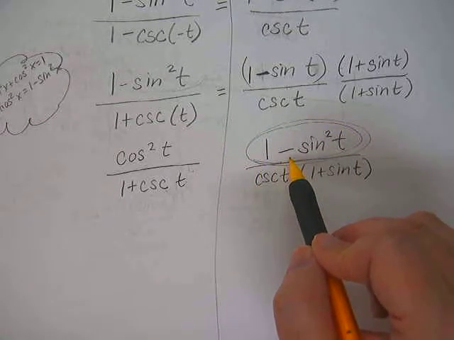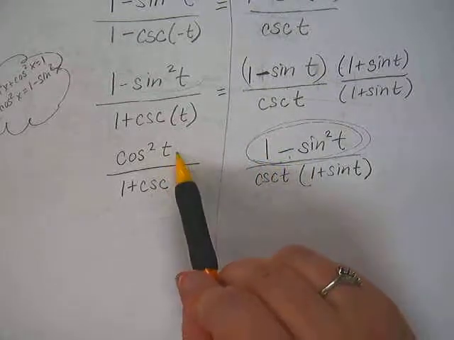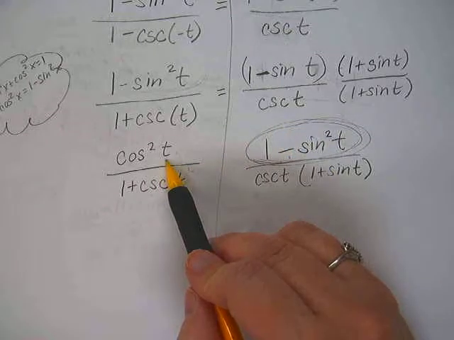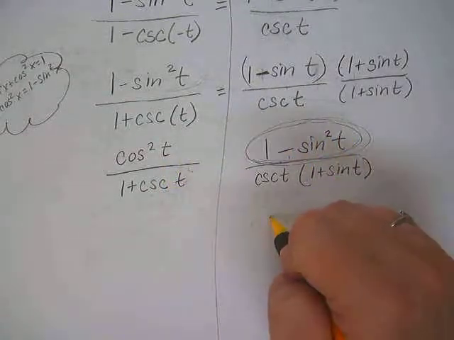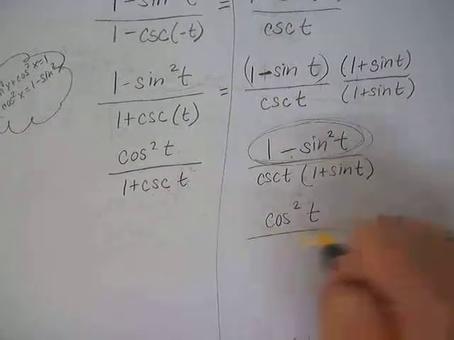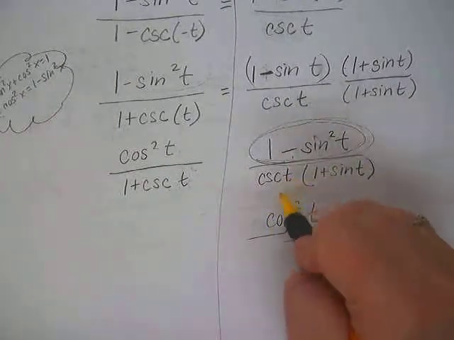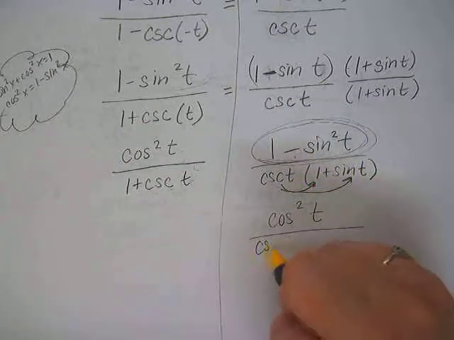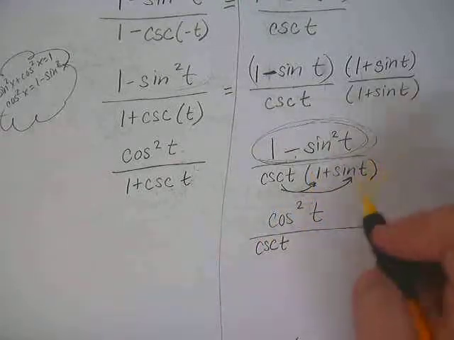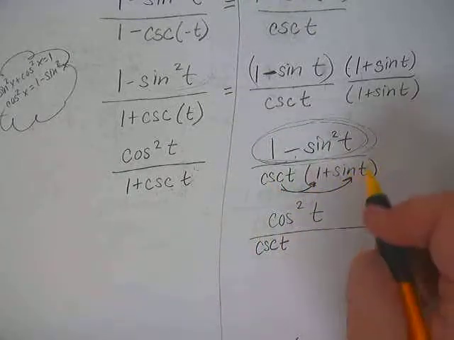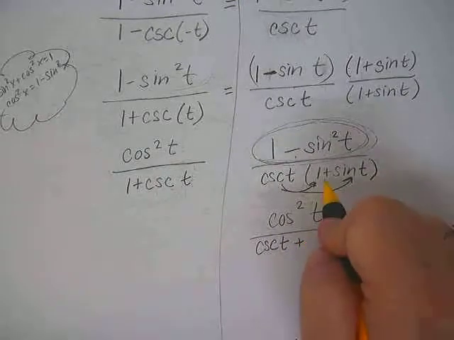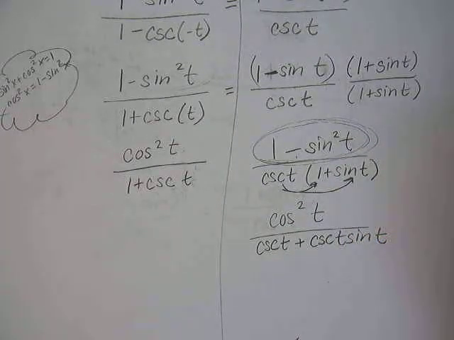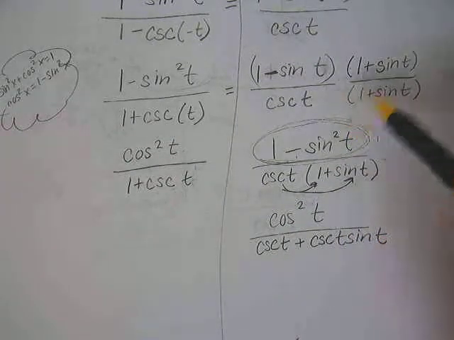Oh, look at that. That's recognizable again as this cosine part we just did a minute ago, isn't it? So let's do what we just did here and change this to cosine squared again. We just barely did that, so we know where that comes from. The next thing I'm going to do is distribute. So I'll have cosecant t times 1 is just cosecant t. And then cosecant t times sine of t will be plus cosecant t sine t.